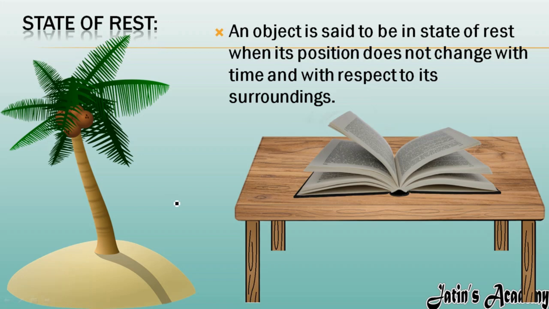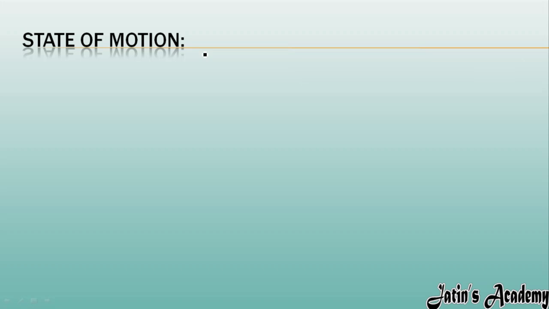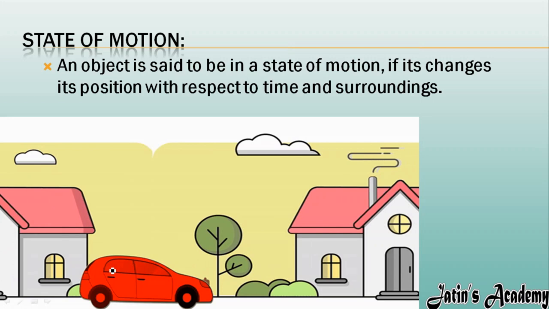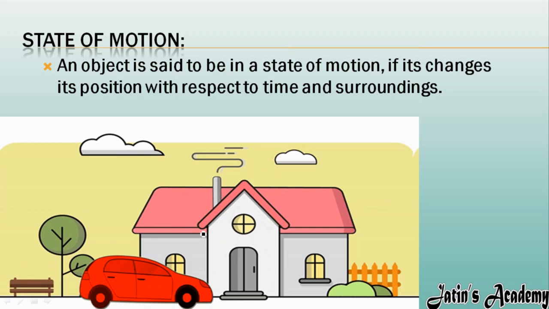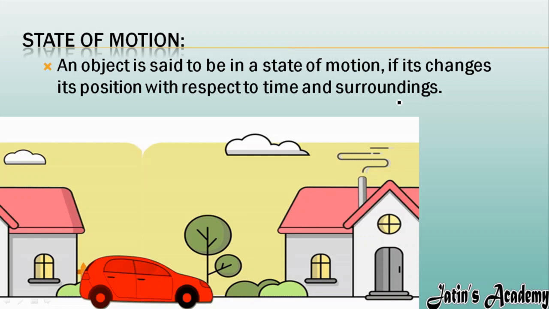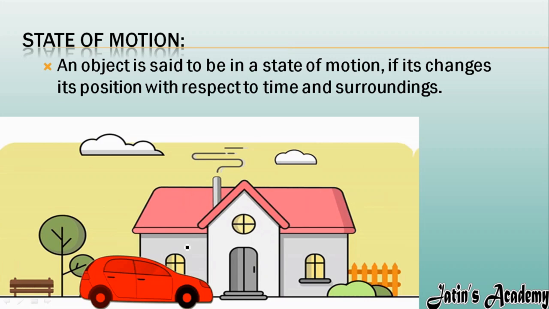Next we have the definition of state of motion. So what do you mean by state of motion? An object is said to be in state of motion if it changes its position with respect to time and surrounding. How? For example, this car is moving. So this car is changing its position. Firstly, it is at this place. Then afterwards, it goes near the house. Afterwards, it goes near these trees and all. So this car is changing its position with respect to time, with respect to surrounding. So whenever any object changes its position, that object is said to be in a state of motion.